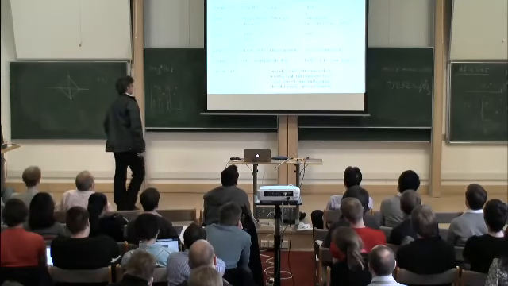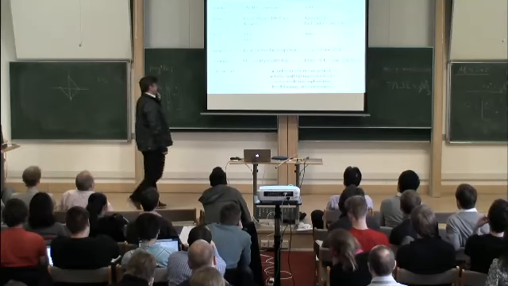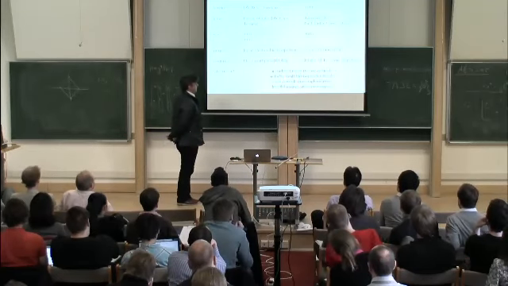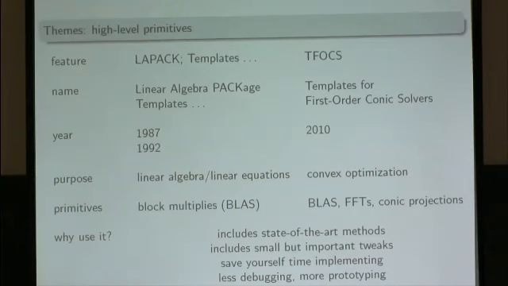And so the primitives that we have underlying our methods are essentially the same as some of the primitives that the templates have, which is BLAS, block multiplies, etc. Of course, we have other things, like FFTs, conic projections, and so on. But basically, we're not going to bother with these things. We're going to assume that your manufacturer takes care of BLAS, takes care of FFTs. We're just going to leverage this.